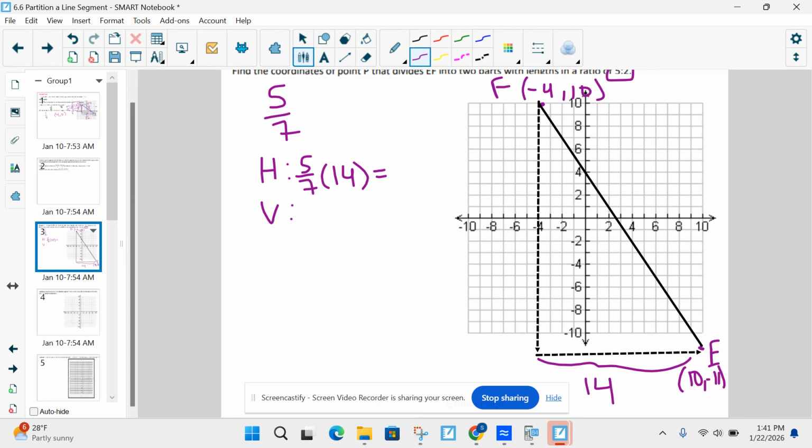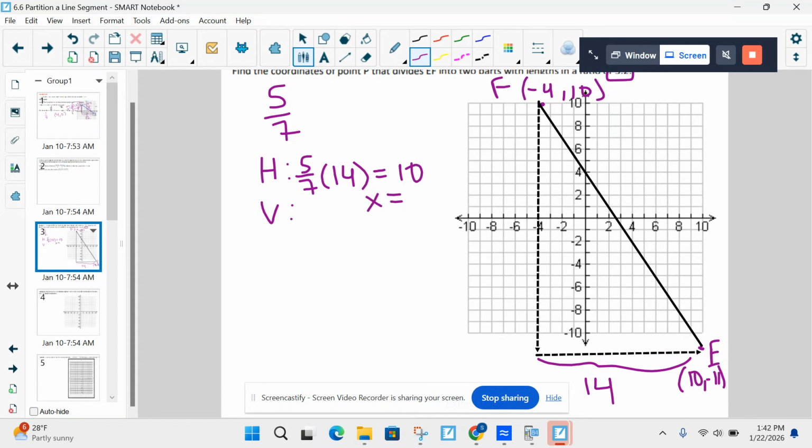5/7 of 14 is what? Yes, 10. So that means that, you know how F is 14 units away, our point is only going to be 10 units away. So if it's 10 units away from E, what x value will it have? Yes, because this is 10 and 10 units. We have to go to the left to get to point F, so it'll be at 0. So our x coordinate is 0.